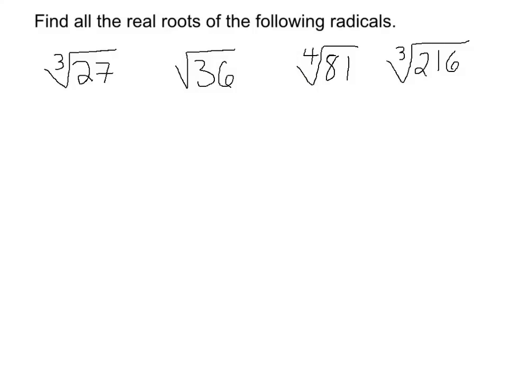Alright, so let's do a few examples of that rule. Find all the real roots of the following radicals. Our first example is the cube root of 27. This means, what number times itself 3 times will give me 27?